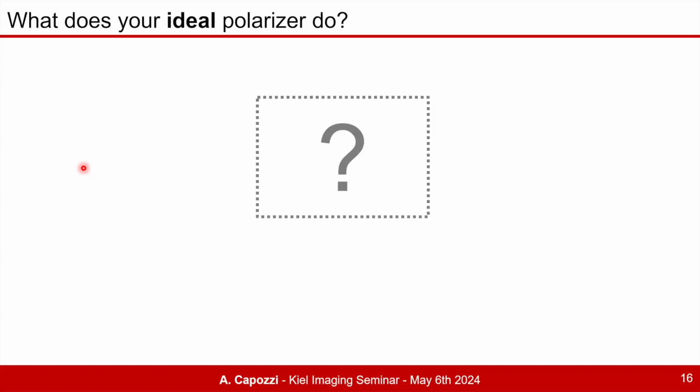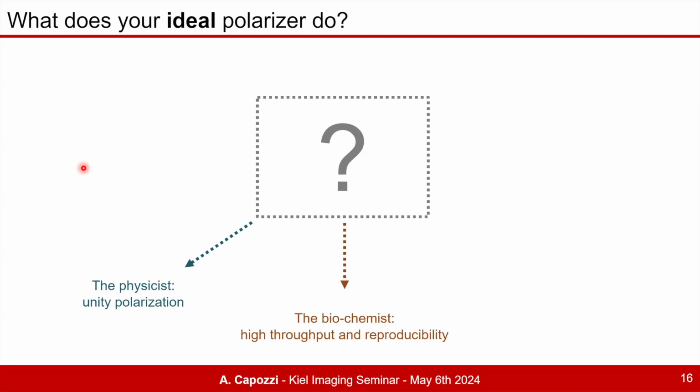If you ask a physicist like me, especially at the beginning of my DNP journey, what do you want from a polarizer? I would have answered, I don't care how much it costs, how long it takes, I just want unity polarization. Unity polarization is very easy to model, so we can progress on the theory, and the physicist is happy. If you ask the biochemist who wants to answer the biological question, for sure she will answer, I would like reproducibility and high throughput. The biological question is already so complicated that they want something extremely robust before injecting the hyperpolarized solution.